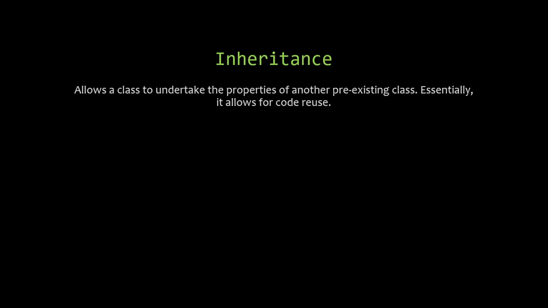Inheritance allows a class to undertake the properties of another pre-existing class. Essentially, it allows for code reuse. This kind of describes that whole parent-child relationship that classes share with one another.